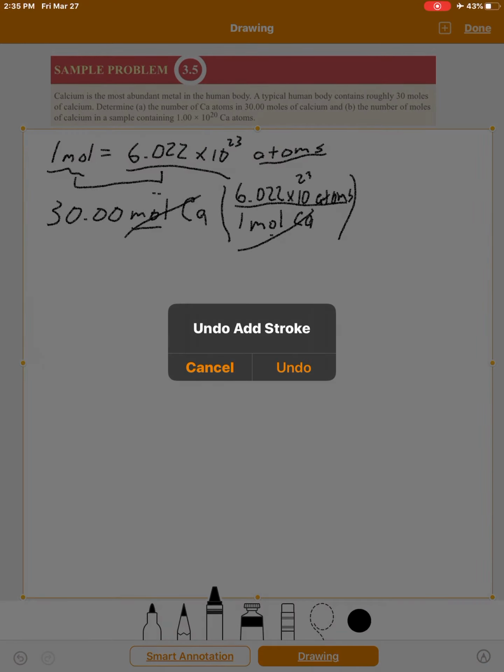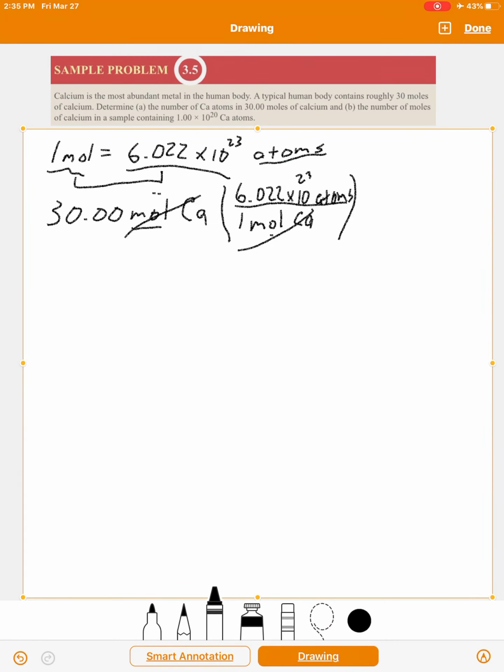So now we calculate that. 30 times 6.022 times 10 to the 23rd, and you get 1.8066 times 10 to the 25. So it looks like we have 4 sig figs, so I'm going to round it to 4 sig figs. So 1.807 times 10 to the 25 calcium atoms. Okay. So there's part A.